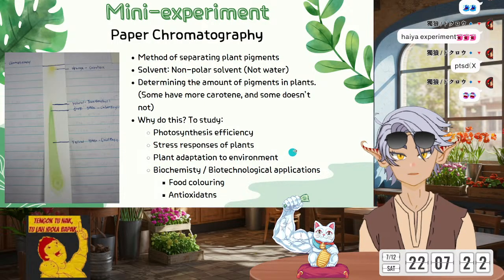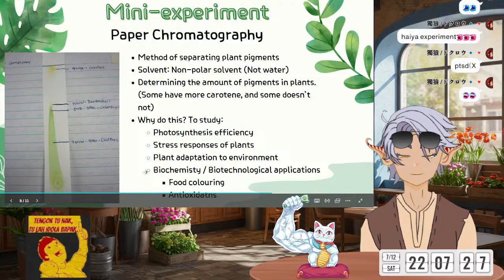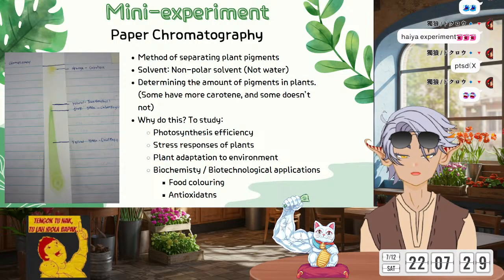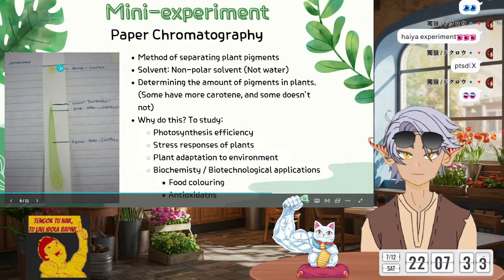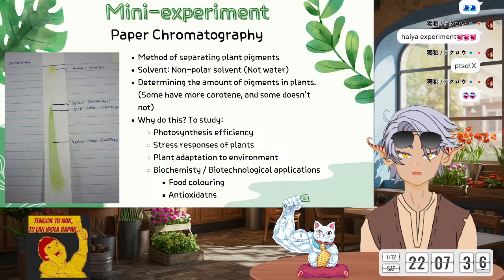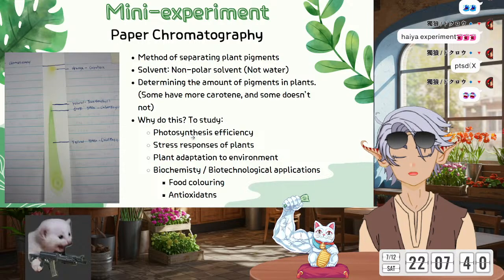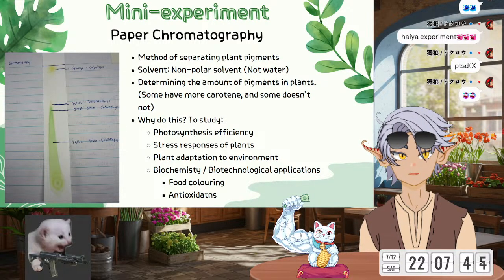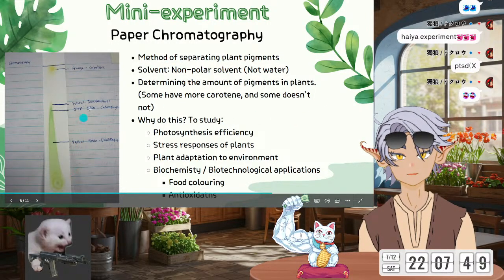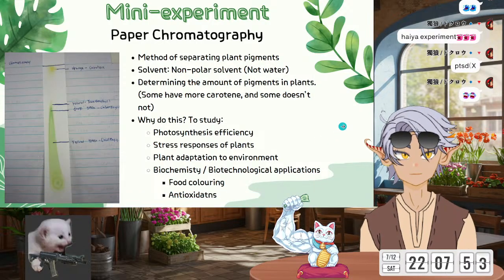How they adapt. The fourth one is biochemistry and or biotechnological application. So if the plant has more carotene, which means it has more orange or yellow color, it can be used as food coloring, and some might be extracted as antioxidant. They undergo this study. Okay, a small experiment, but you can extract so much data or information from the plant.